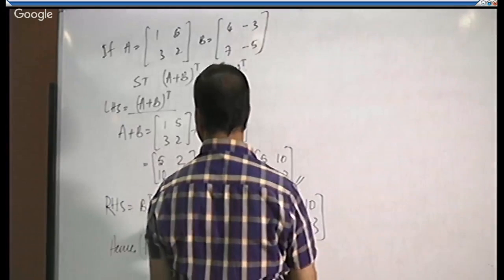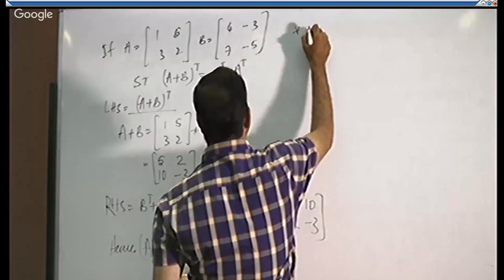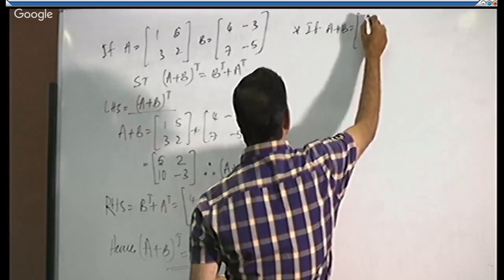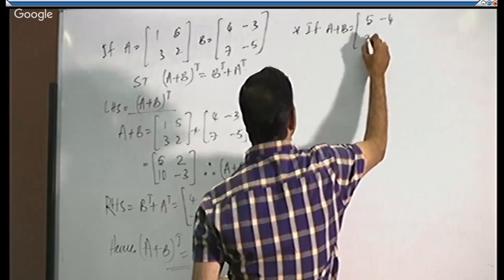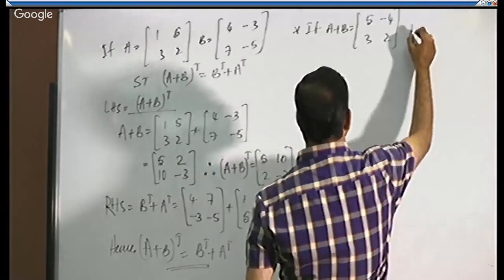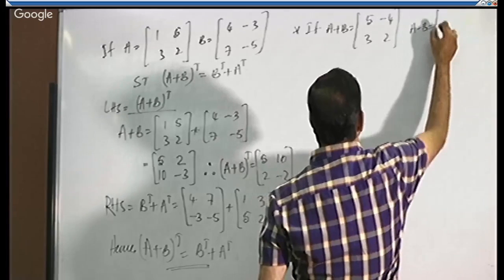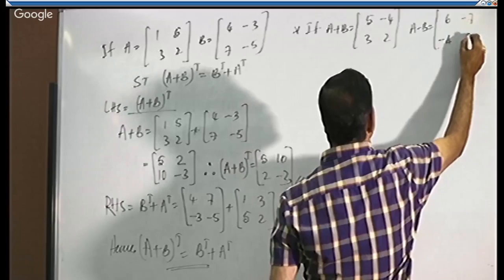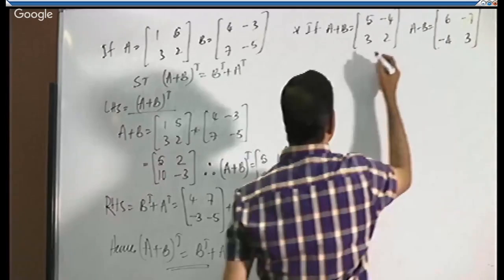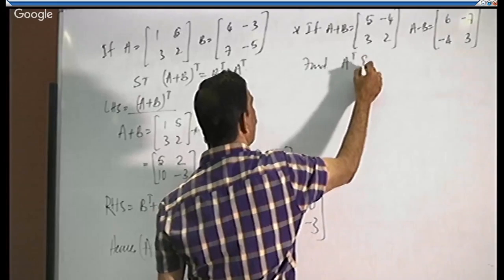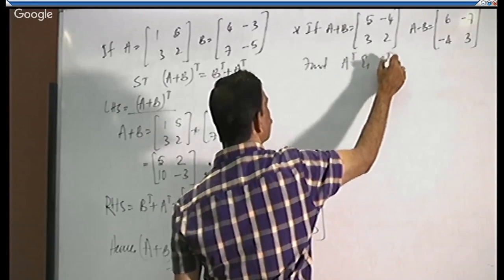Sometimes the problems will be given like this. If A plus B is equal to 5 minus 4, 3, 2 and A minus B is equal to 6 minus 7 minus 4, 3. Find A transpose and B transpose.